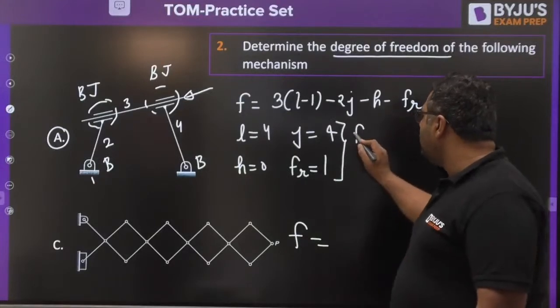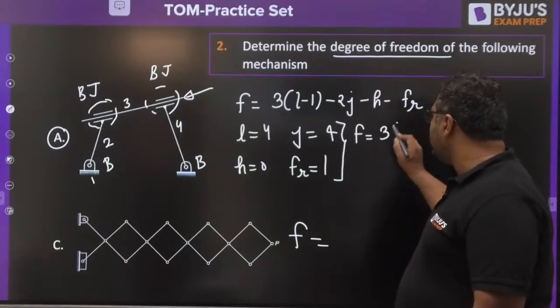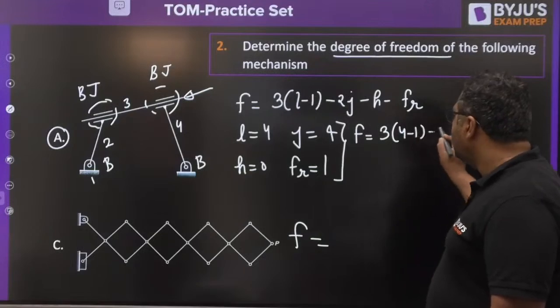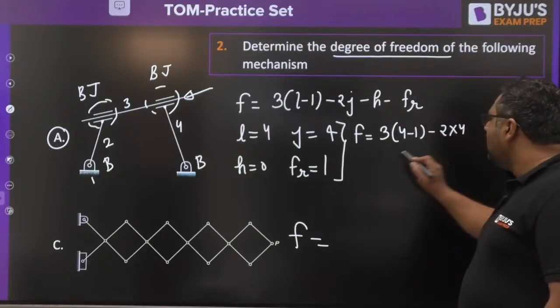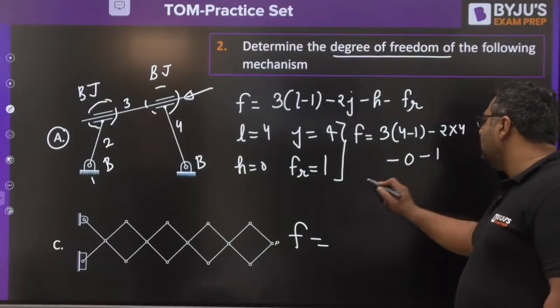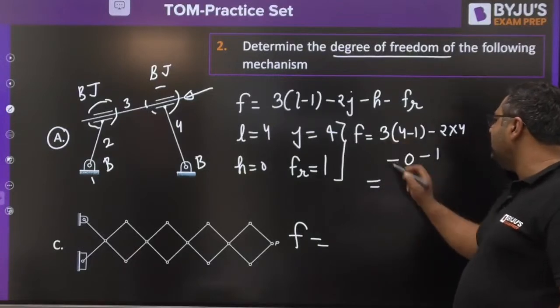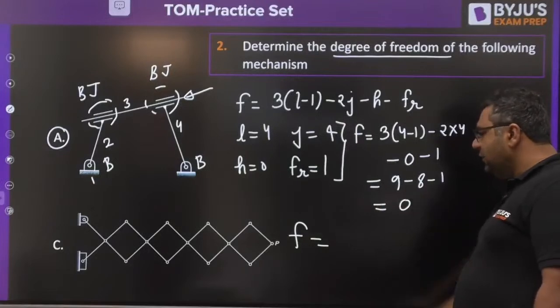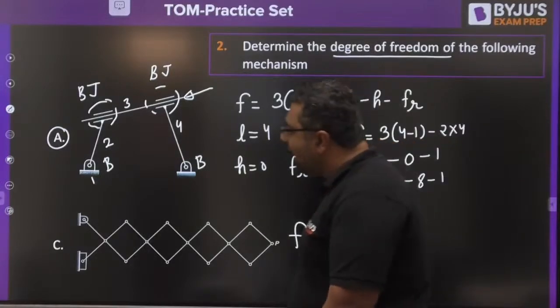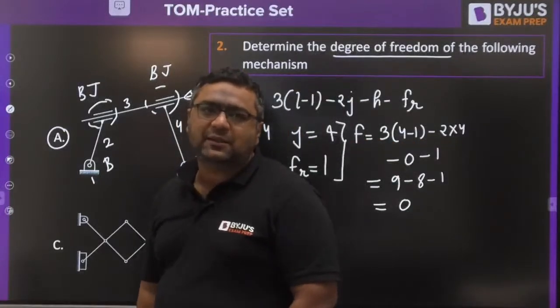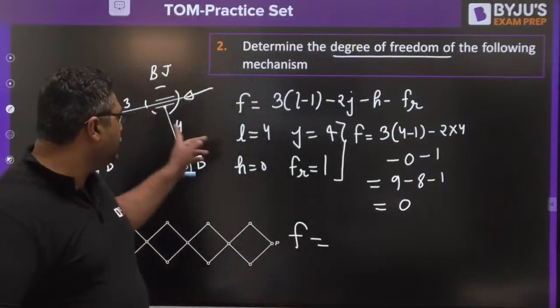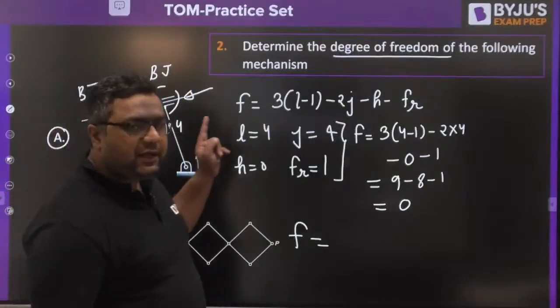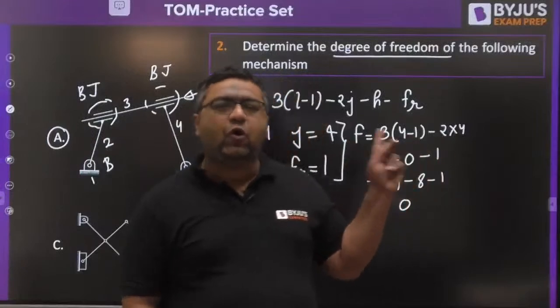And my dear, if you want to find the degree of freedom, this is 3 into 4 minus 1, minus 2 into 4, minus 0, minus 1. So the answer will be coming out to be 3 into 3, 9 minus 8 minus 1. The answer is 0. I also told you one thing, that if you are studying this subject and having any issue in this, I have taught it in great detail in the series of Theory of Machines.